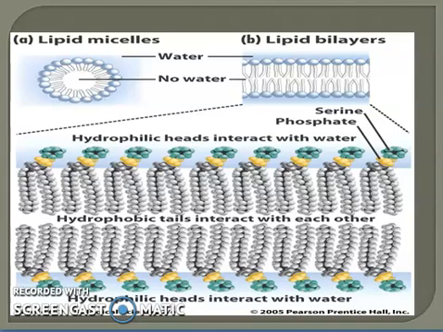Here you will find serine phosphate, and the hydrophilic heads interact with the water, and the hydrophobic tails. So the hydrophilic heads interact with the water, and this is all about the lipid bilayers and how they look.